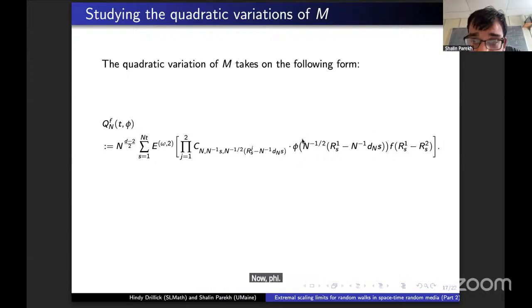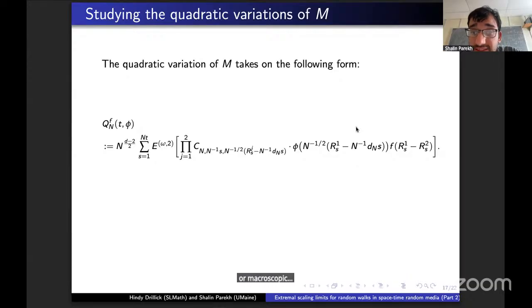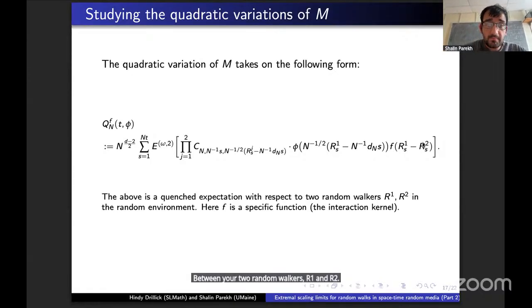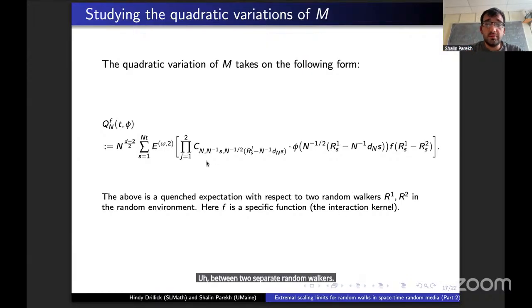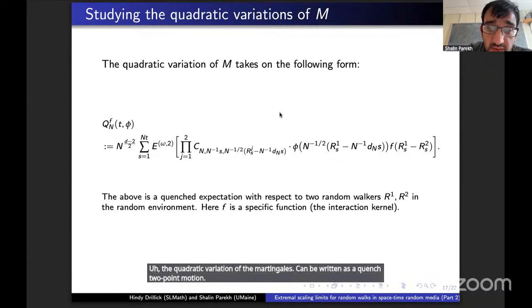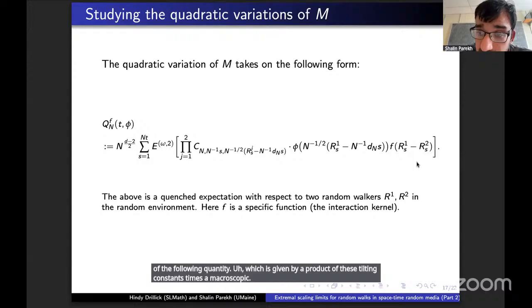Now phi, you see that there's this n to the minus 1/2 factor there. So you can think of phi as being kind of a global or macroscopic test function. And then you have this f, which is local, right? So there's no factor of n to the minus 1/2. So you can think of this f as capturing the local effects between your two random walkers, R1 and R2. Okay. So the phi can be a general test function, okay? But the f is some specific function, which kind of describes the interaction between two separate random walkers. Okay, to summarize, the quadratic variation of the martingales can be written as a quenched two-point motion of the following quantity, which is given by a product of these tilting constants times a macroscopic quantity times a microscopic quantity, okay?